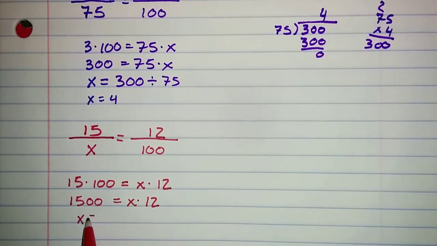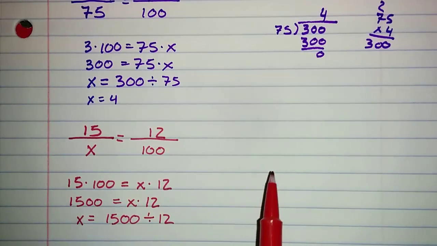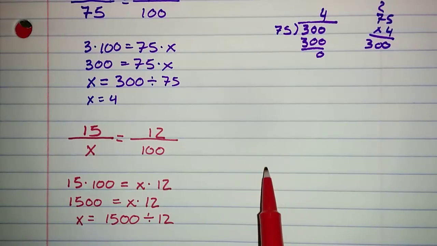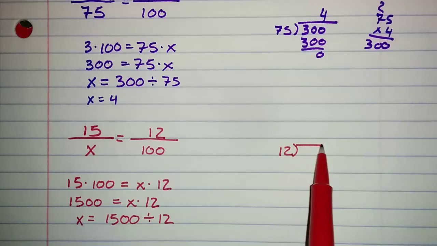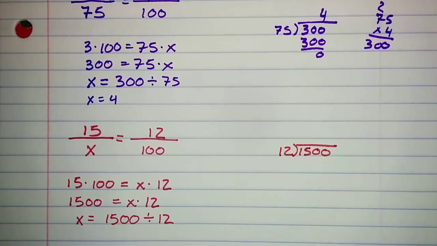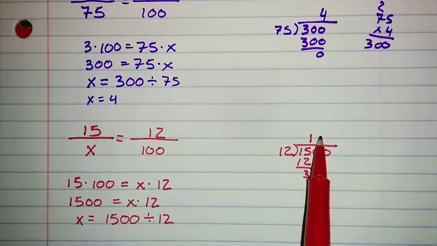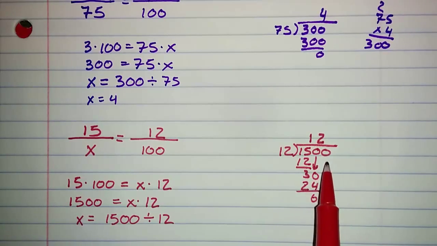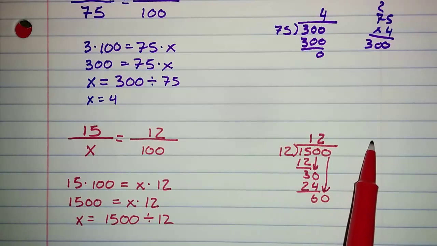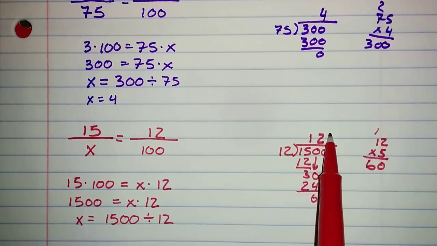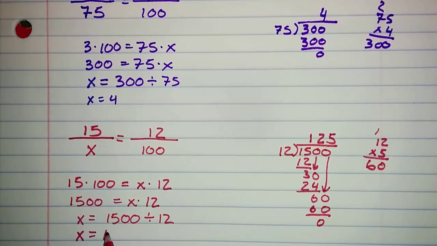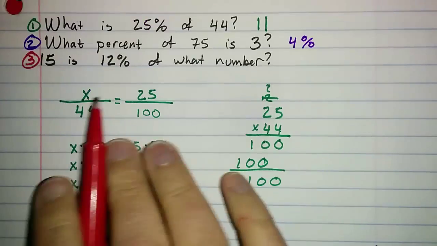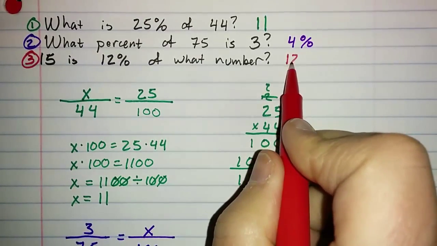Well, 1500 divided by 12. So we're going to divide 12 into 1500. 12 goes into 15 one time. 12 goes into 30 twice, because 2 times 12 is 24. 12 goes into 60. My first guess is 5 times, and I'm right. So my answer, X, is 125. 15 is 12% of what number? Of 125.